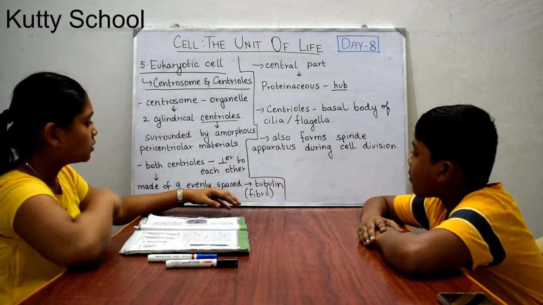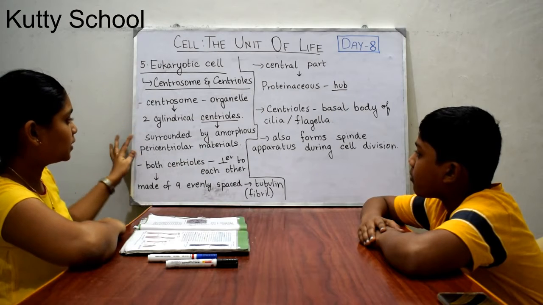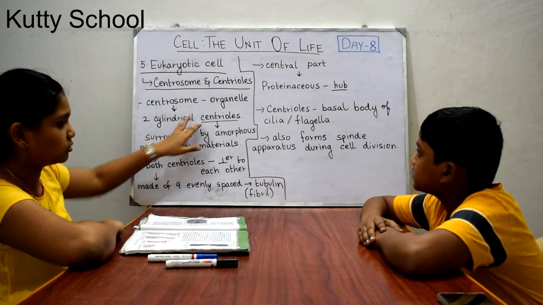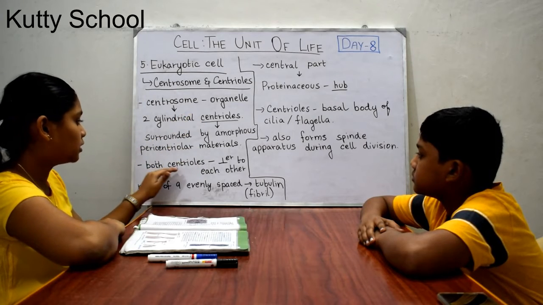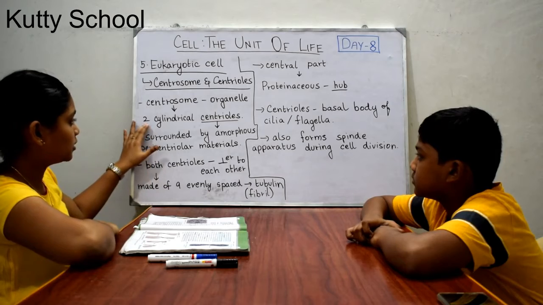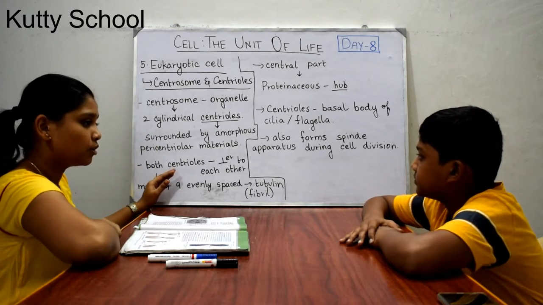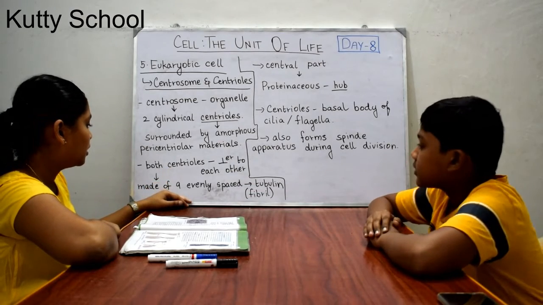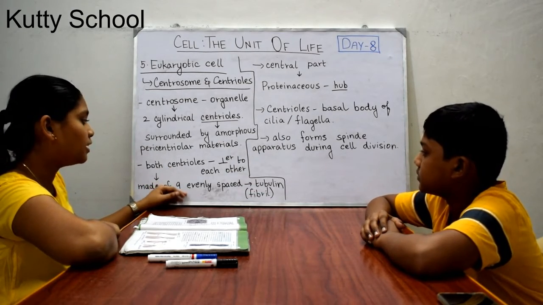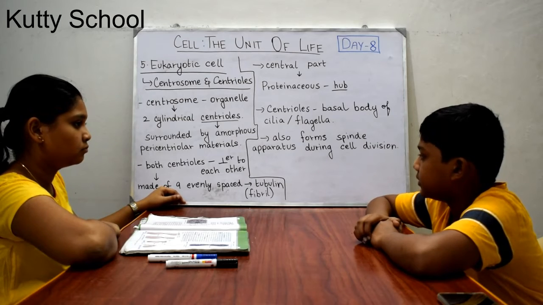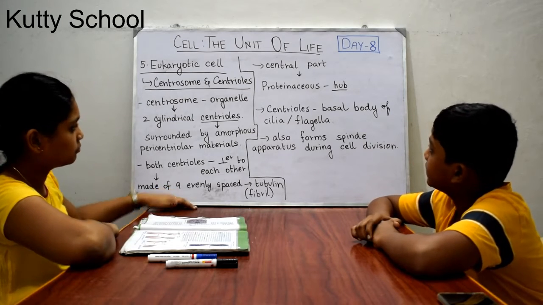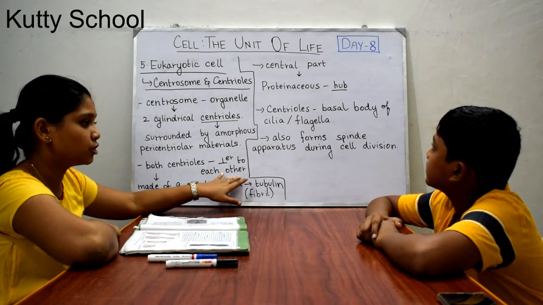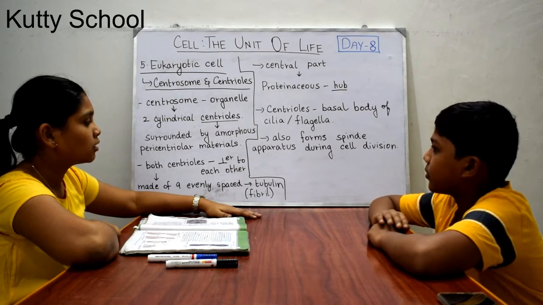These are surrounded by pericentriolar materials. Both of the cylindrical centrioles are perpendicular to each other. Each is made of nine evenly spaced tubulin fibrils. The central part of the centriole is known as the hub, which is proteinaceous, so it has more protein content.